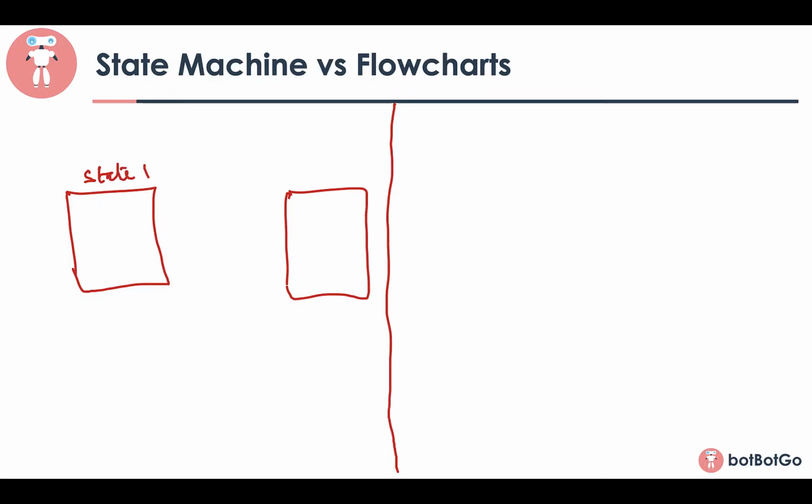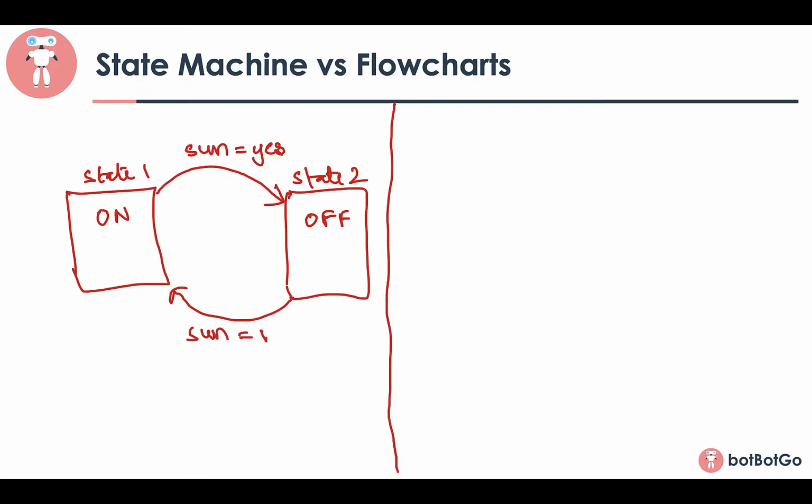State 1 and state 2. State 1 was the on state and state 2 was the off state. And in order to transition between these two states, if the sun is equal to yes, then you move to state 2. And if there is no sun, then you come back to state 1. So this is a very easy representation of the light bulb.